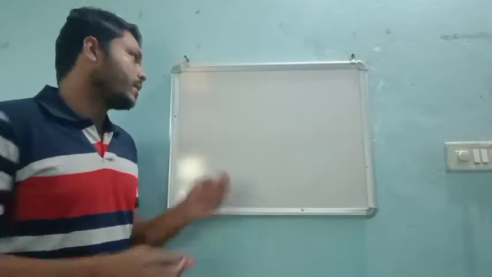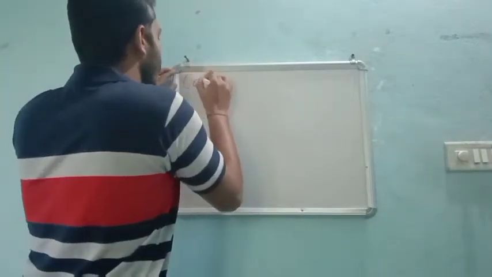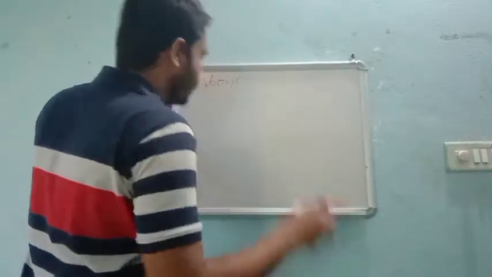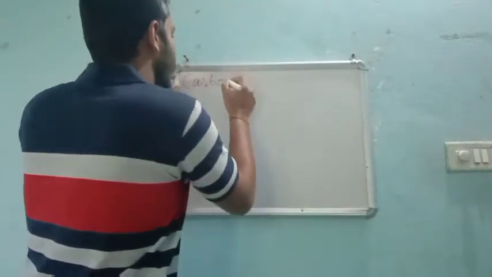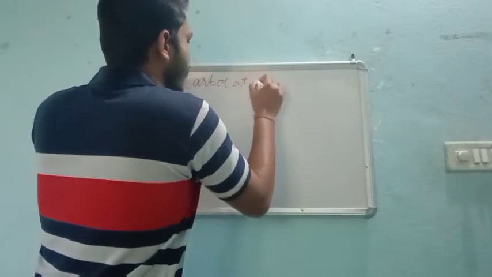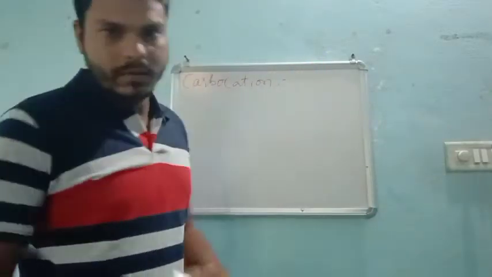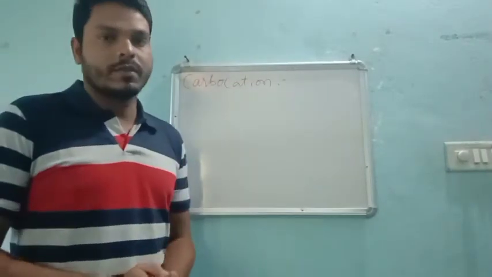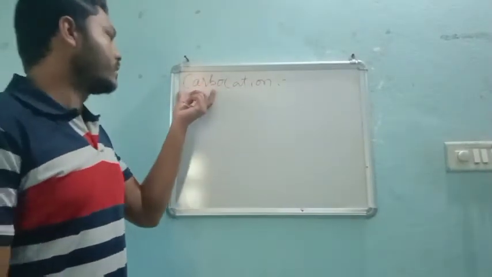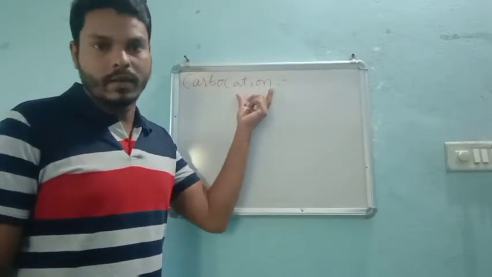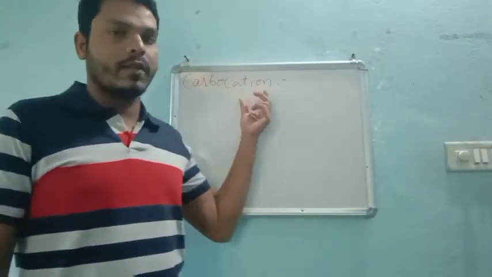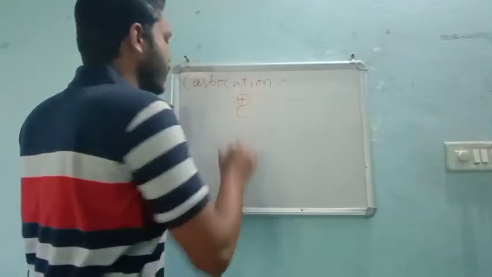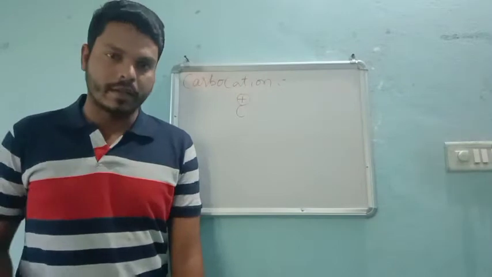So, in the last class, we saw what carbocations are. In the last class, we came across carbocations. In carbocations, I already said there are two words here: carbon and cation. So if there is a positive charge on the carbon, then it is called a carbocation.